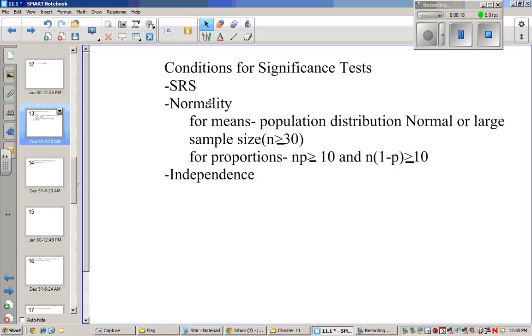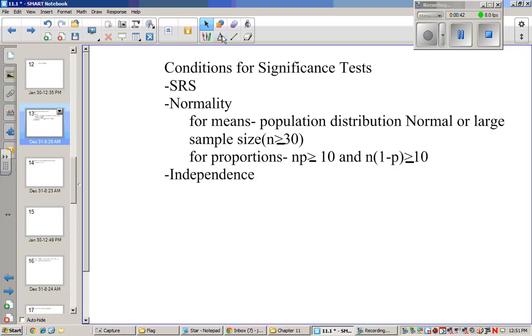Then we check normality. For means, if the population distribution is normal, we know that the sampling distribution will be normal. Or if the sample size is greater than 30, then it's normal. And if it's not, then we have to do the box plots and see if it's symmetric or not. For proportions, we just check that np is greater than 10, n times 1 minus p is greater than 10.